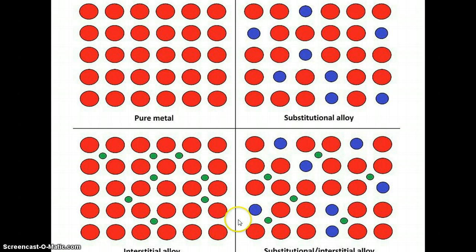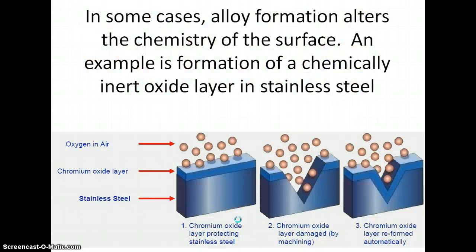And that pretty much brings us to the last point, where sometimes we can form alloys that are going to alter the chemistry of the surface of the substance. So here's an example of a chemically inert oxide layer in stainless steel. So stainless steel has the iron which reacts with oxygen. And we're going to add a chromium layer that is going to protect the steel layer below from being oxidized, being changed, or reacting with the air.